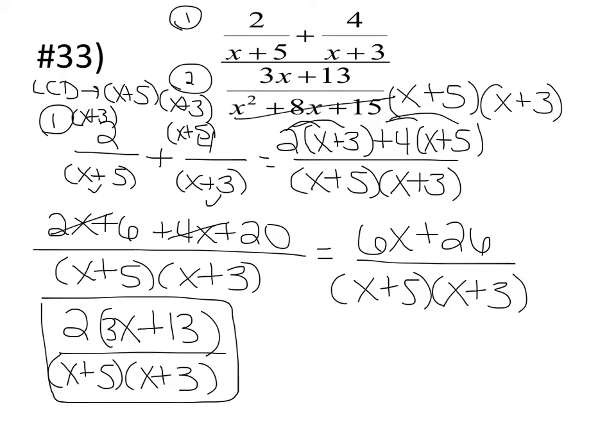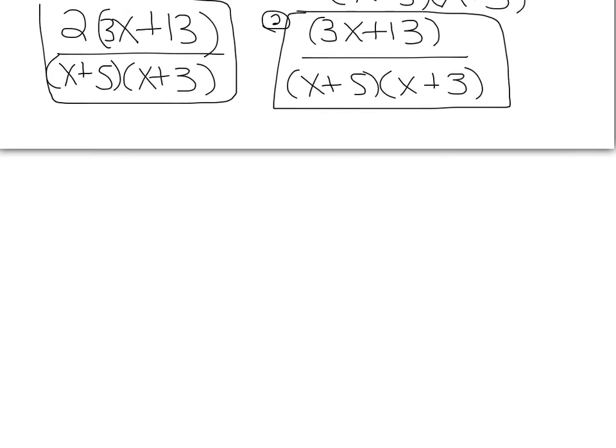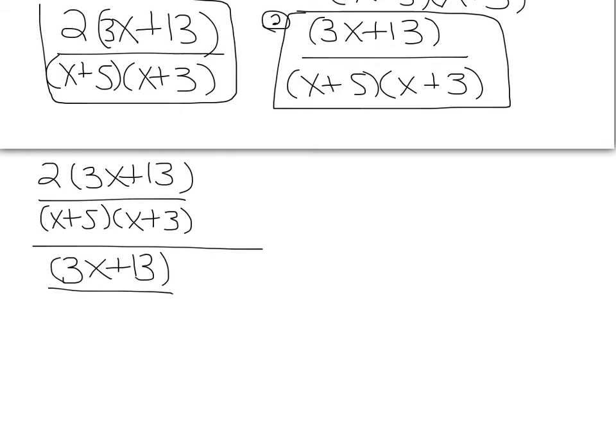Okay, so I've got 3x plus 13 over x plus 5 times x plus 3. Okay, that is one single fraction, so that's my new denominator. So now I need to write them together. So I've got 2 times 3x plus 13 over x plus 5 times x plus 3, and this is all over 3x plus 13 over x plus 5 times x plus 3.